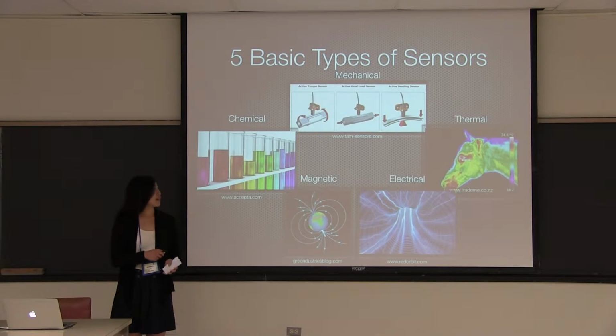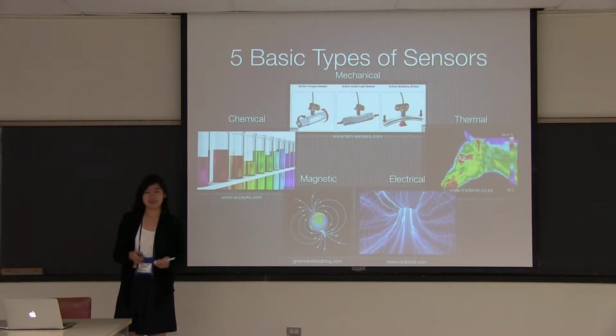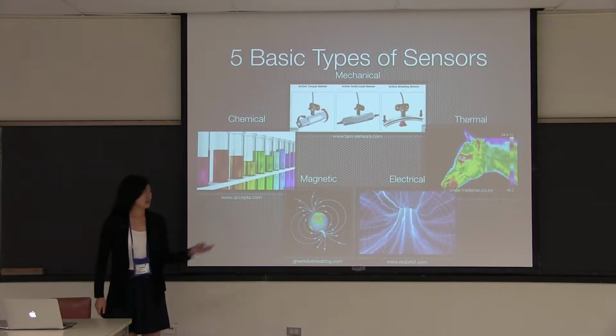And I'm going to talk about now 5 basic types of sensors. I'm going to start with a mechanical sensor, then I'll go to thermal, electrical, magnetic, and chemical ones. As you can see, they can get pretty complex, like the one with the thermal image of a horse.